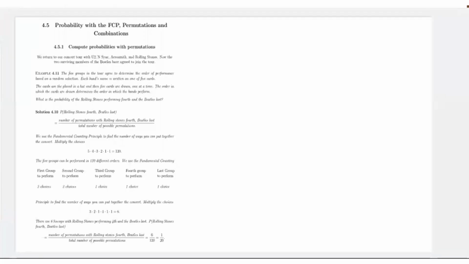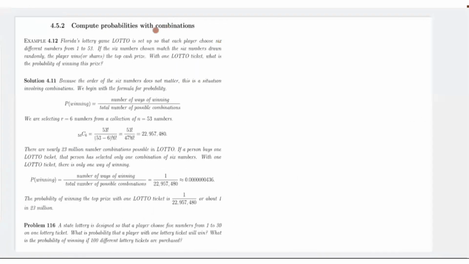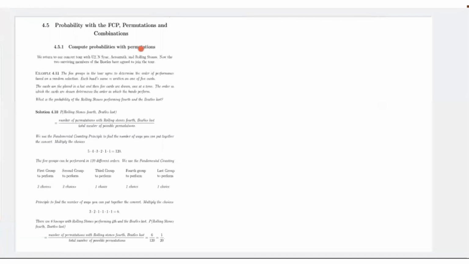Next section: probability with the fundamental counting principle, permutation, and combination. We do one at a time: probability with the permutation first, then later probability with the combination, and then we do factorial and so on. So one at a time, starting right here with permutation.